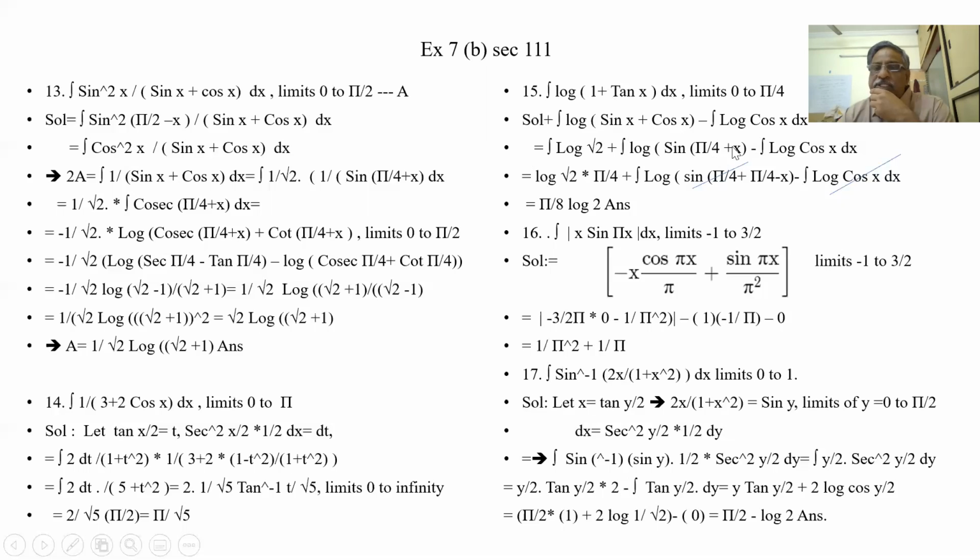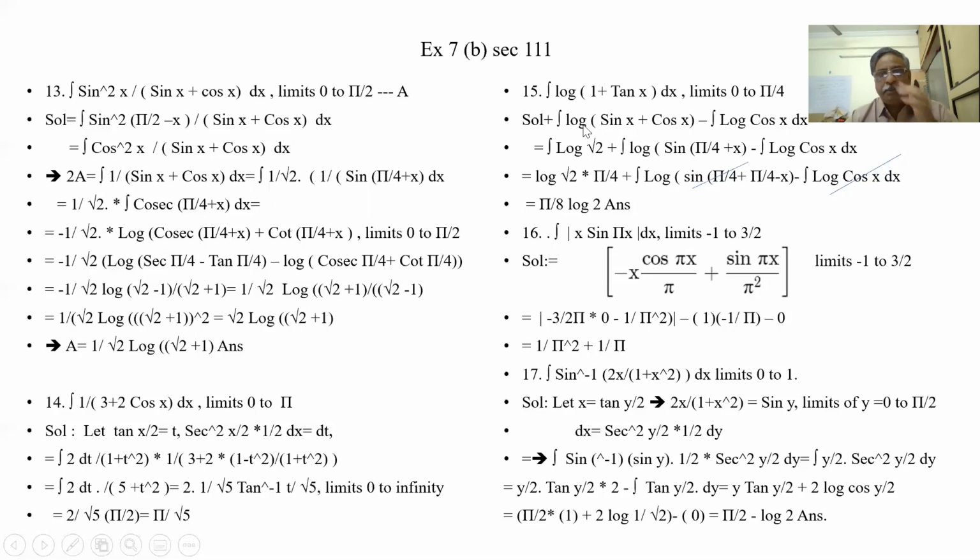So I am putting pi by 4 minus x in place of x. So then it becomes what? Pi by 2 minus x. This is cos x. So the integral of log cos x minus log cos x gets cancelled. So I am getting this as the answer: pi by 8 log 2. Because the root comes out, and with the half, it becomes pi by 8 log 2.